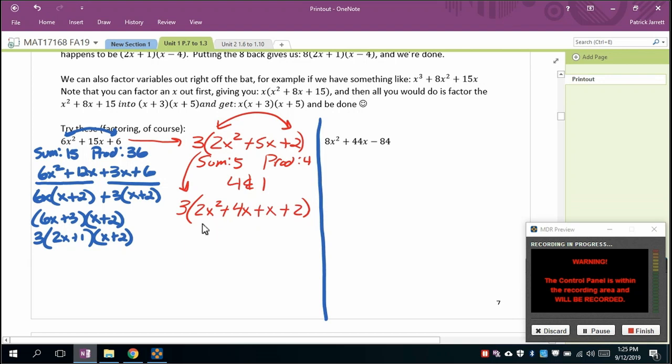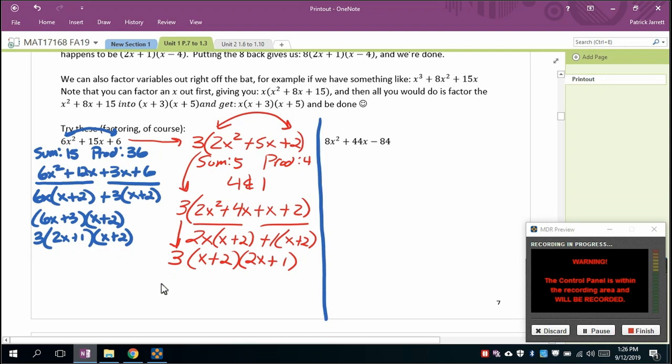And we have to do factor by grouping. We could take a 2x out of this, giving us x plus 2. Since there's nothing common there, we can only take a 1 out, and that gives us x plus 2. So we'll have x plus 2 times 2x plus 1. But what did we take out of the whole thing? We took a 3 out.